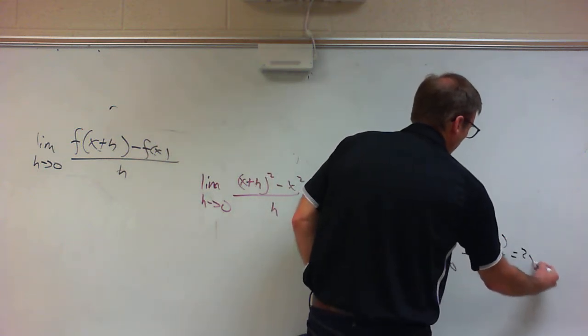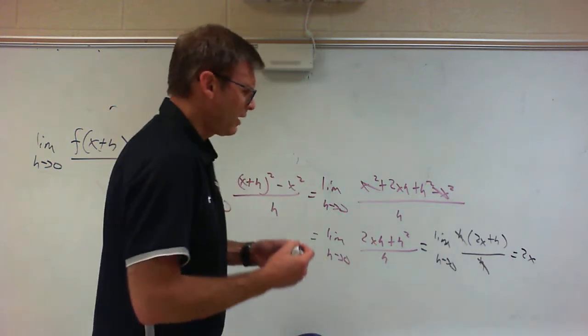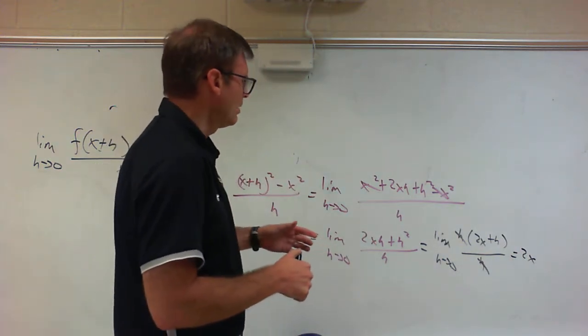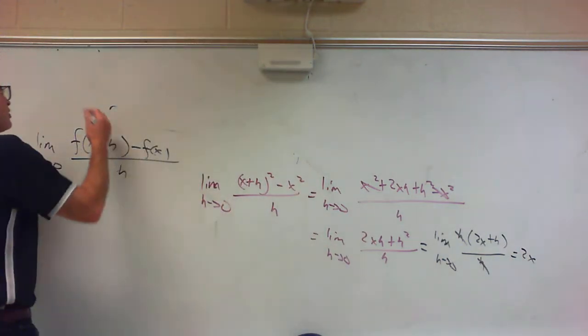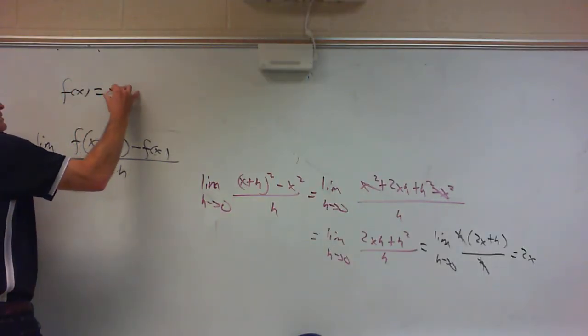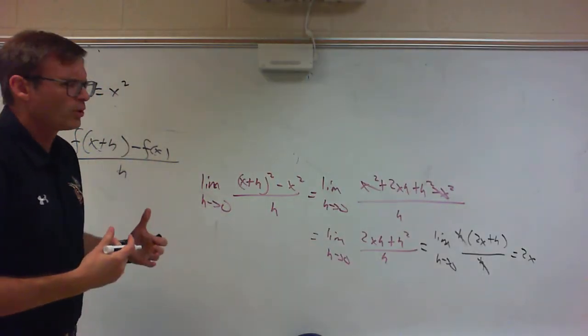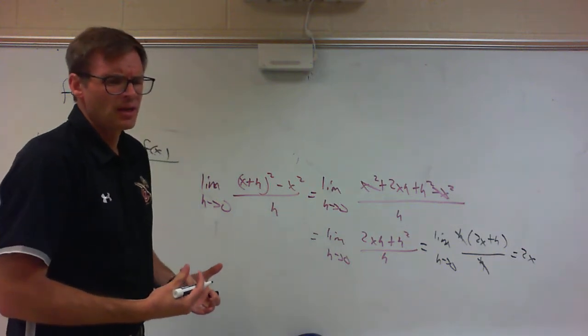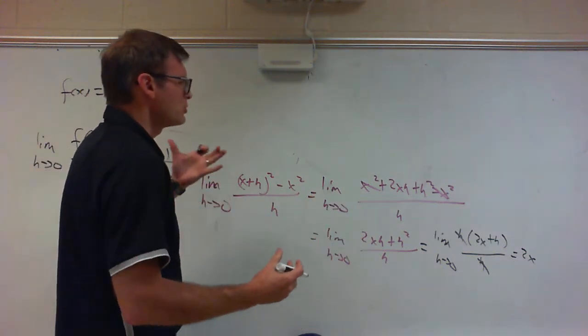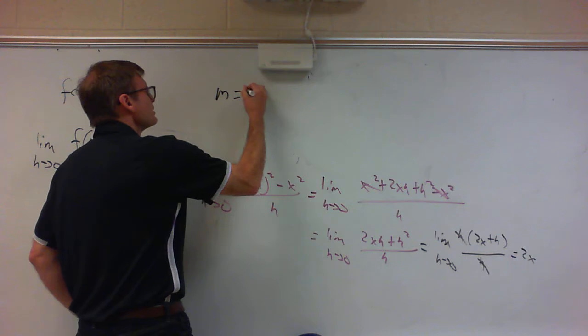And so I just found out that if my function is x squared, and I want to know what the slope of that function is, I do this whole procedure, and I just found out that the slope is equal to 2x.